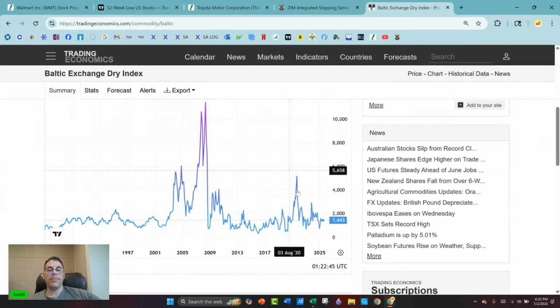So this is a good thing to look at. It did start peaking at the end of 2023. You see rates got up to 3,000, but then it came back down.